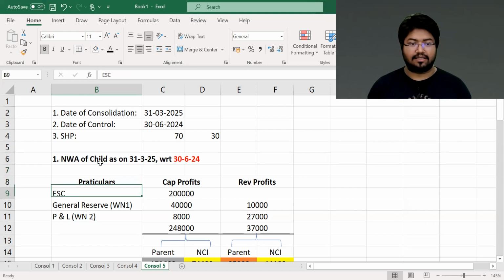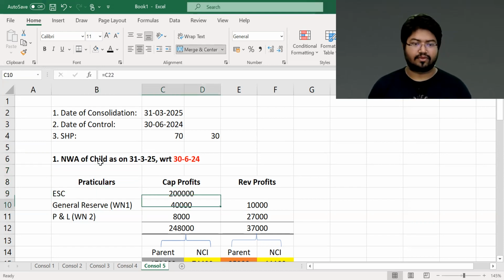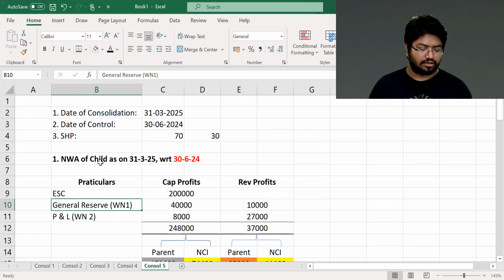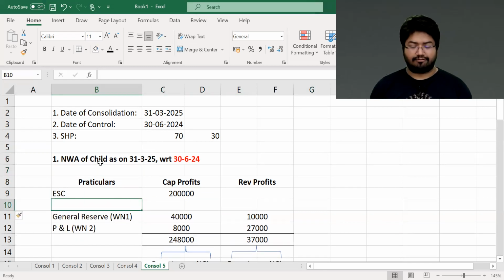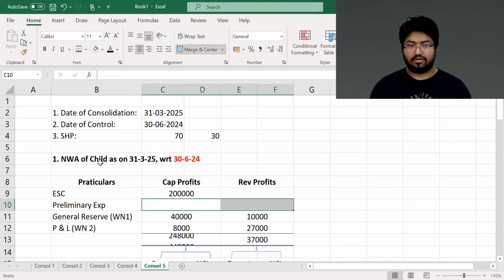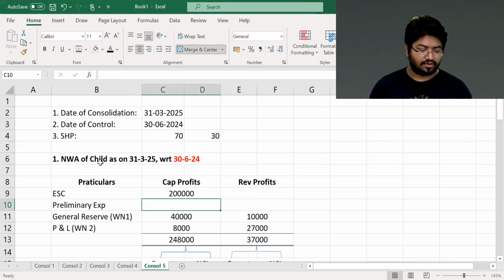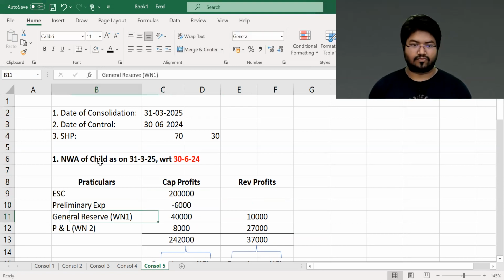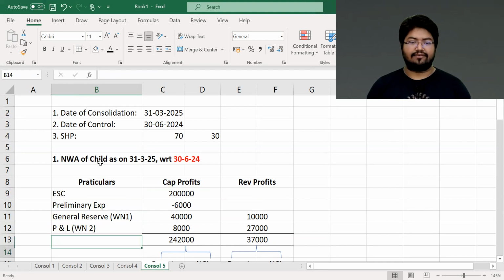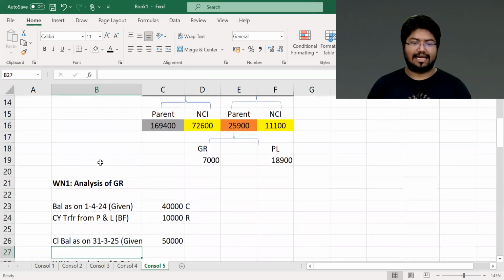So equity share capital, there is no change, same 2 lakhs. General reserve, we are supposed to do a working note. P&L, one more working note. Apart from that, we also have preliminary expenses, which always come on C side, which is 6,000. So after preliminary expenses, leave some 10 line space, come down, analysis of general reserve.